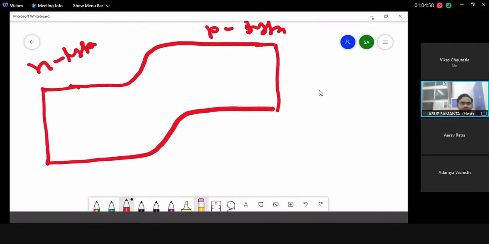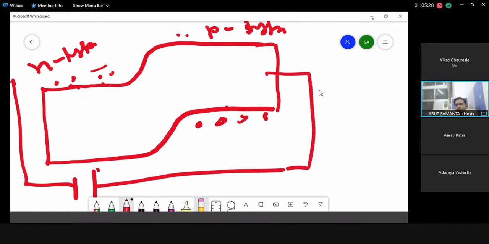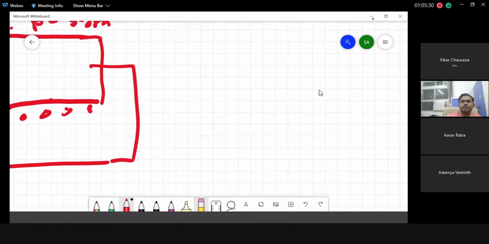So electrons are here and holes are here. If an electron wants to move, in the conduction band this is the lower energy, this is the higher energy. For holes, this is the lower energy and this is the higher energy. So they try to move. Under equilibrium, if you want to move this electron, you have to apply some potential. You have to connect a battery, with this side negative and this side positive, or reverse. Then you will get the current.